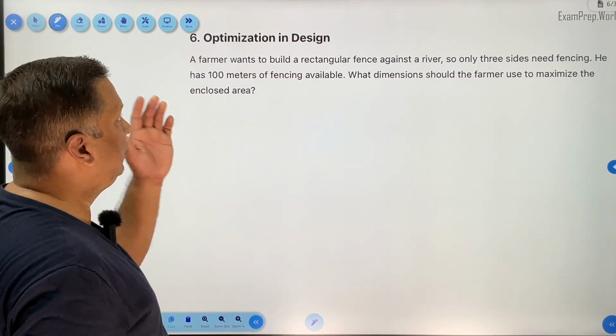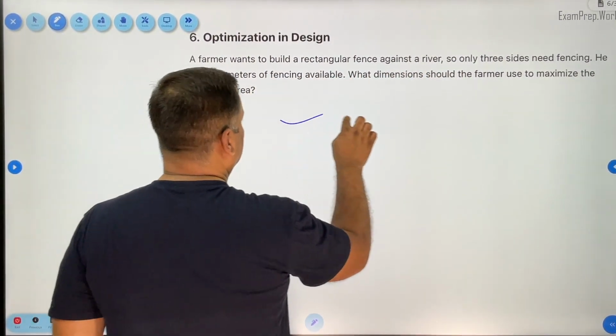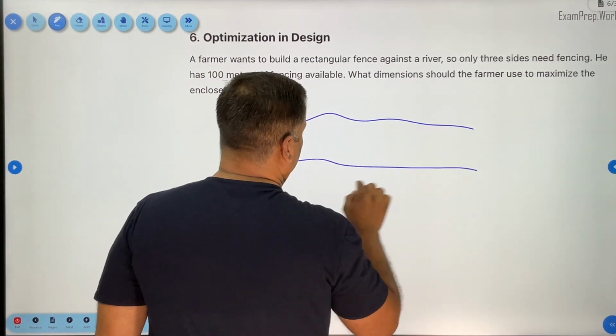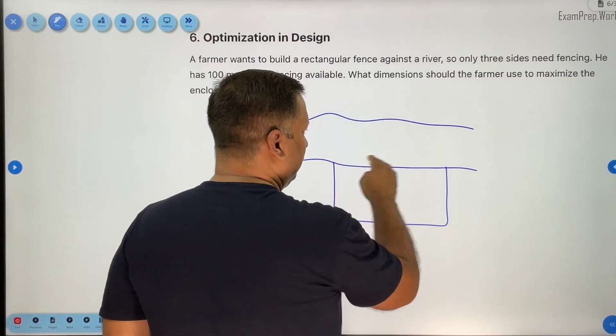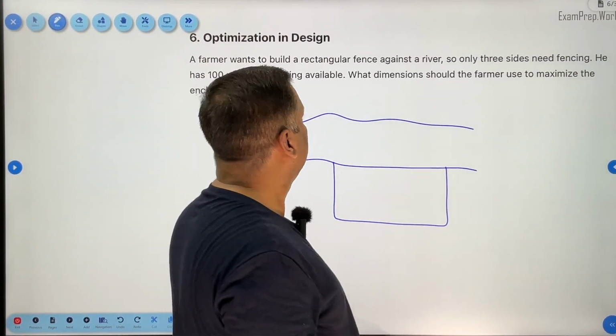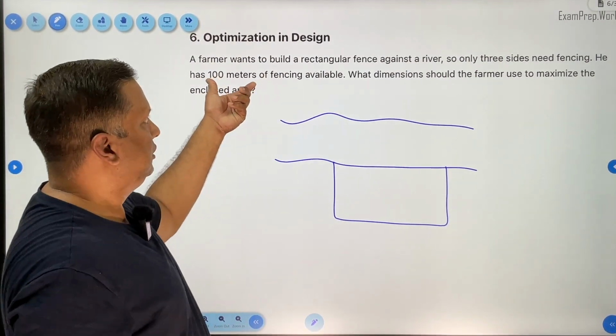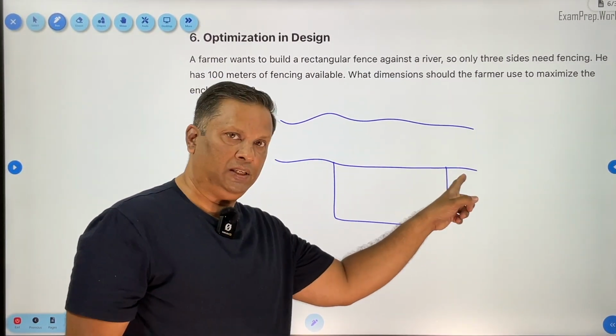A farmer wants to build a rectangular fence against a river. So one side is river, this is river. He wants to make a rectangular fence here. This side is river, so he will not put any fence here. He will put fence only on 3 sides. Okay. He has 100 meters of fencing. So this plus this is 100.